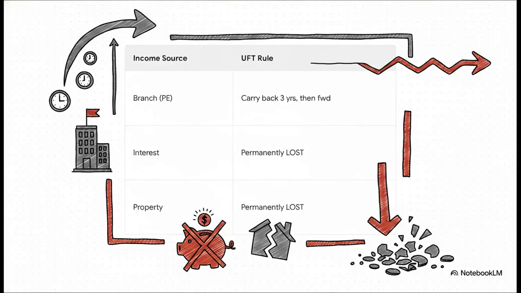Now, when overseas tax exceeds the UK tax, that excess is called unrelieved foreign tax, or UFT. You need to memorize the contrasting harshness of these rules, so read them deliberately with me. For an overseas branch, UFT can be carried back 3 years on a LIFO basis, last in, first out, and then forward indefinitely, but only against profits from that exact same branch. However, for overseas interest and overseas property income, that UFT is completely and permanently lost. It's gone. It cannot go anywhere.